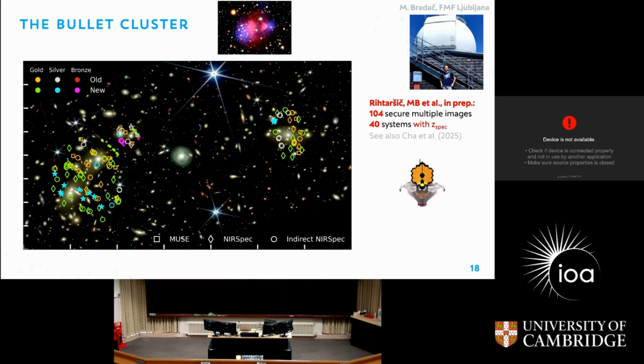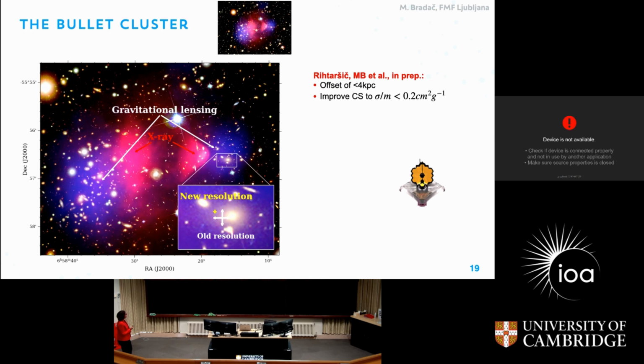Now we have 104 secure multiple images and 40 systems with spectroscopic redshift for this cluster. So we are getting much more detailed mass maps. And just for those of you who are not familiar, how we measure dark matter properties. So this is actually a merging cluster. So we had 2 clusters which in the past collided.